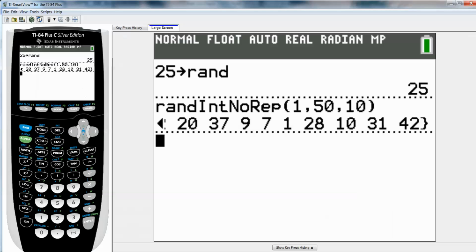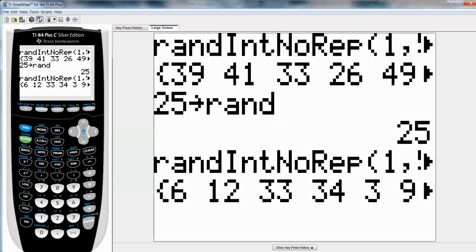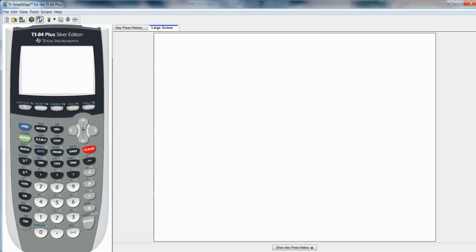All right, so I'm gonna grab the calculator again. I'm gonna switch to the other calculator. It's gonna take a minute. There we are. You can see I've already done it here too, so I'll do it again. So here's the color, or it's an 84, but it's not color. So I'm gonna say 25, store it as my seed.